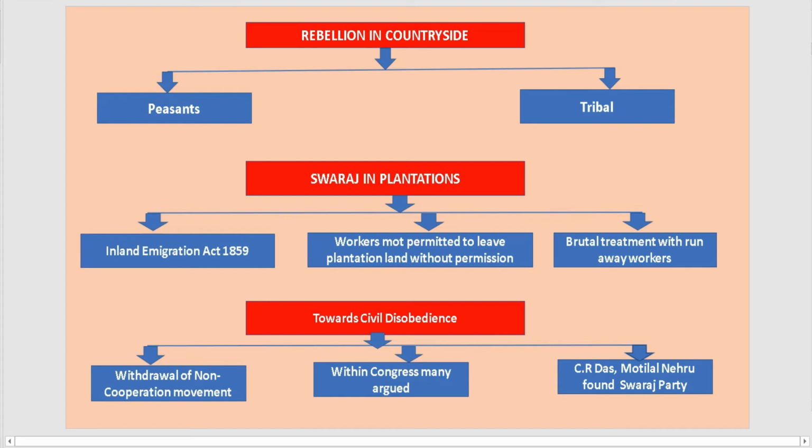It is not mot, it is not. Okay, so correct it. Workers not permitted to leave plantation land without permission. So till the Britishers give the permission, the workers were not allowed to leave the plantation land.